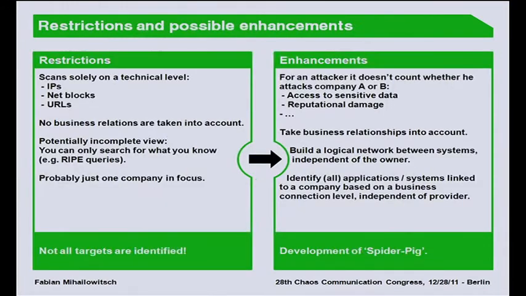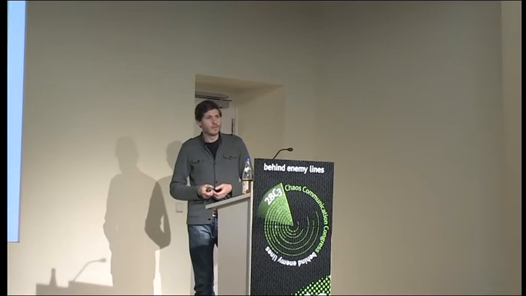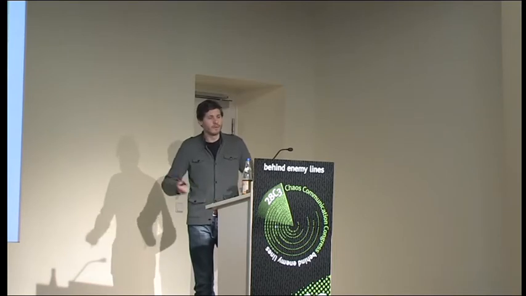So that brings us to the restrictions we have at the moment. The scans are solidly based on a technical level. We really concentrate on IPs, netblocks, URLs and stuff. We don't take any business relationships into account. And actually, we might get an incomplete view, because you can only search in the databases for what you know. If you know company A has name A, you just can search for A, but you probably will never look up service provider B.